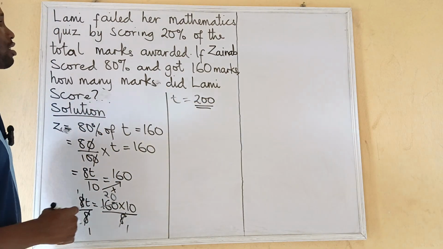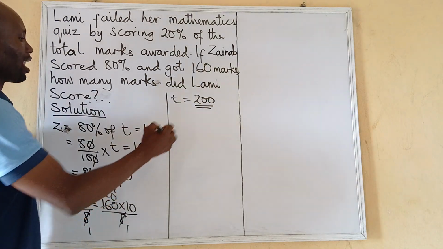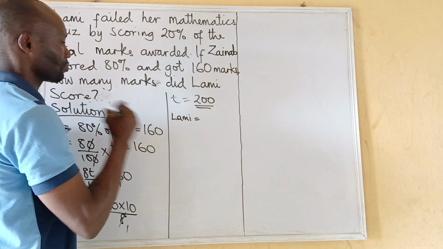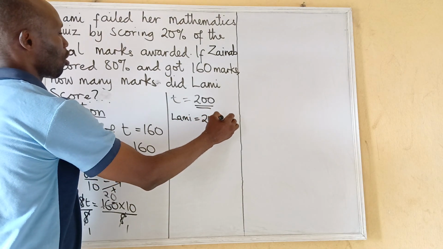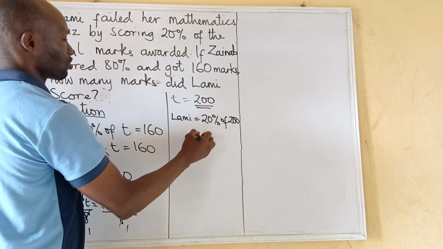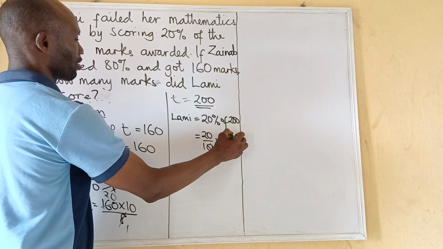But that one will be within decimal find. Now let's find Lami's score. So Lami scored 20% of the total score, which is 200. This will give us 20 over 100 times 200.